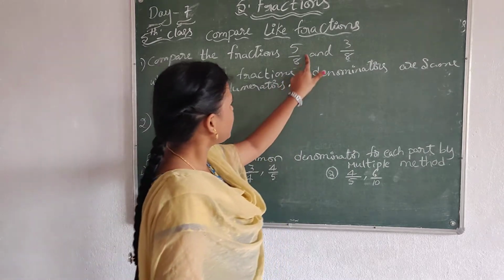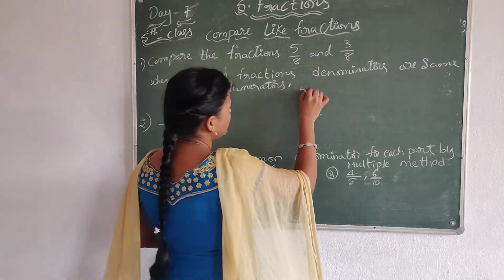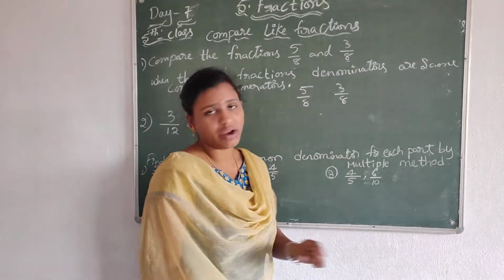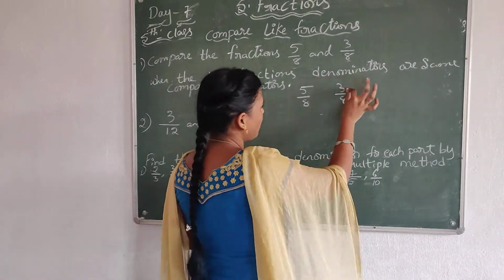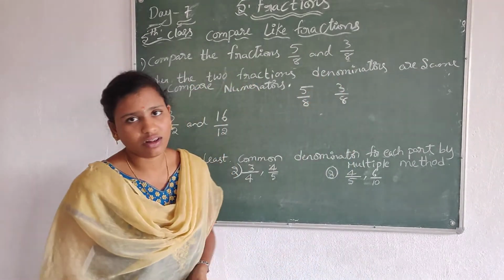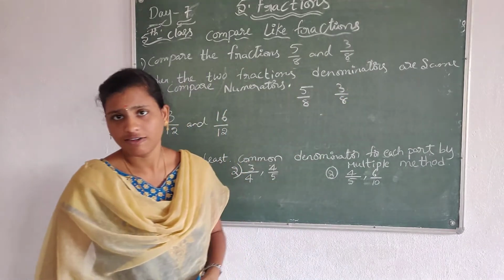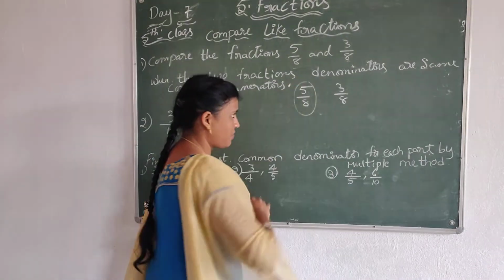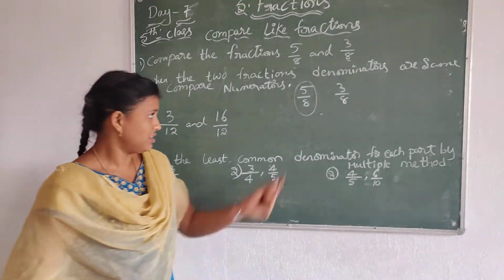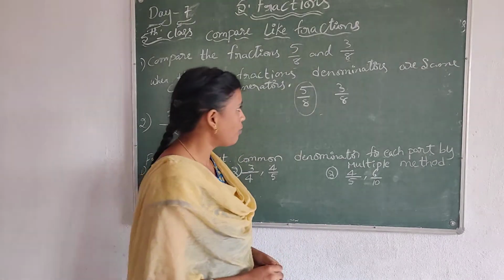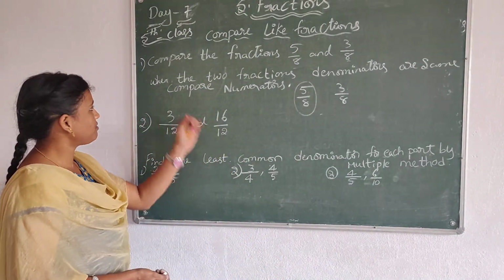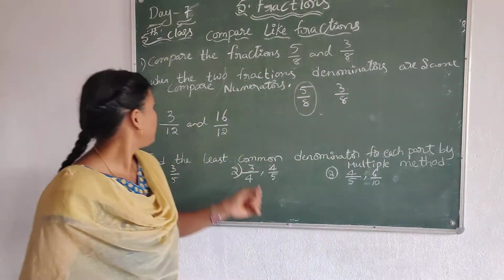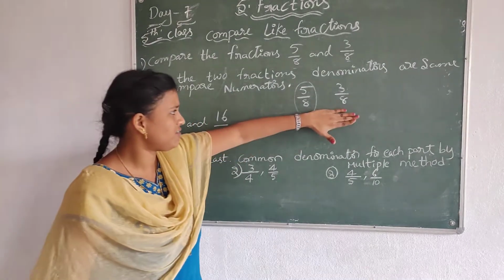Let's see here. Take 5 by 8 and 3 by 8. See, the two denominators are same. Compare the numerators 5 and 3. Which is big and which is small? 5 is big and 3 is small. So, 5 by 8, this fraction is bigger. How did you say? Ella Shepard, how did you say? When the two fractions' denominators are same, compare numerators. So these two denominators are same.